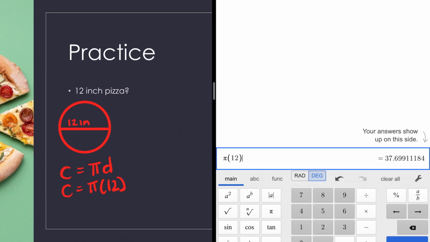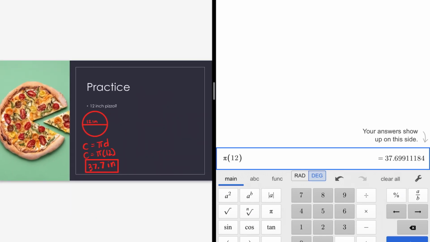So if I go over here, I press pi, and then I do parentheses 12, and I get 37.6991184. Pi is infinite. It's an irrational number. There is no end to pi. So really, we just kind of round it up. So we would say like 37.7, I guess, and then inches, and that would be my circumference. It would be inches, not squared, because it's not an area, it's a length, and so the unit would just be by itself. And that's really all it is.